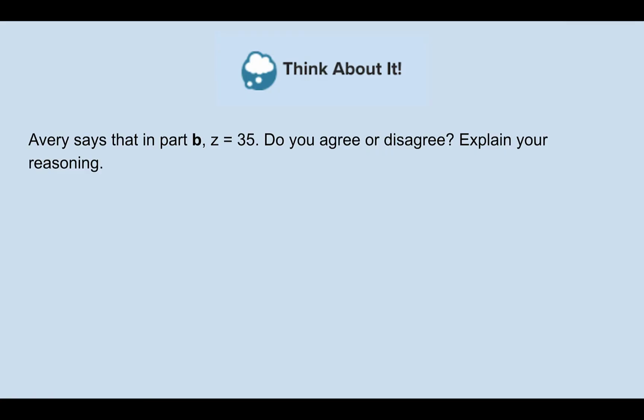On the side, write down your thoughts. Avery says that in part B, z equals 35. Do you agree or disagree? Explain your reasoning. Pause the video now and write down your thoughts.